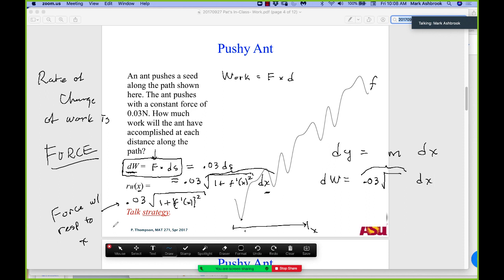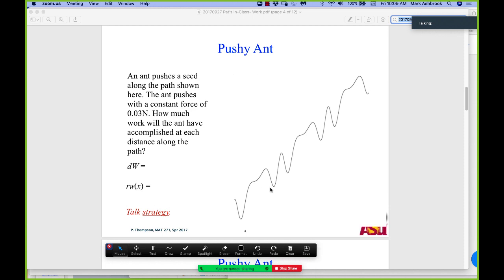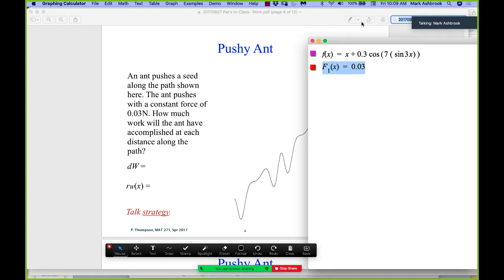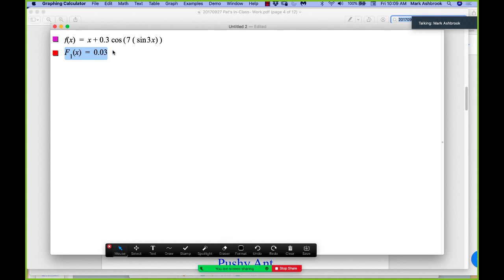So we've got everything we need to write the work accumulation function, how much work the ant does at every moment as the ant pushes the seed along the path. So let's do it. So here's that force function. Let's just graph it and see it. Okay, so I'm going to graph that force function. y equals f of x, x greater than 0.